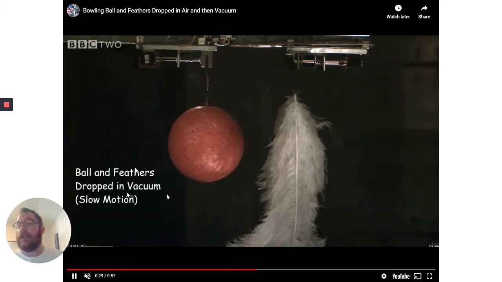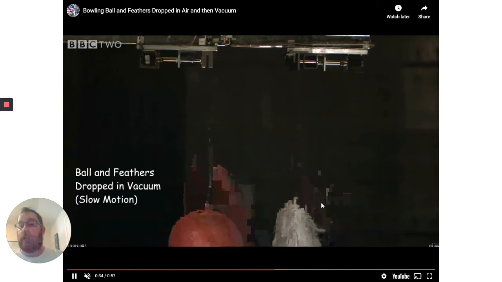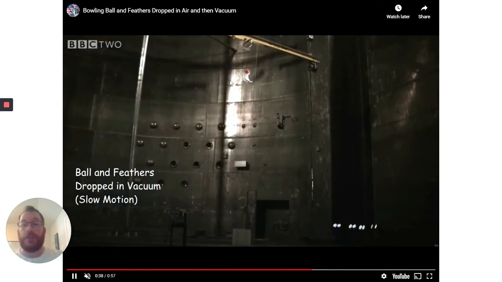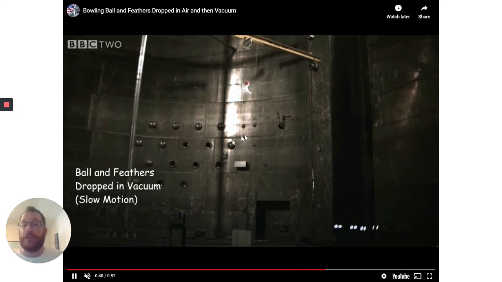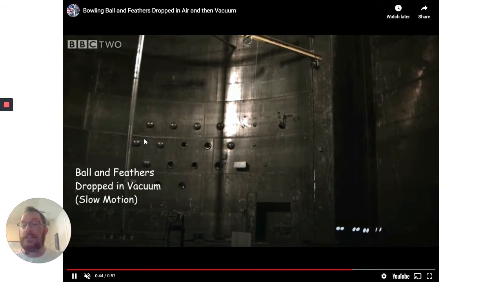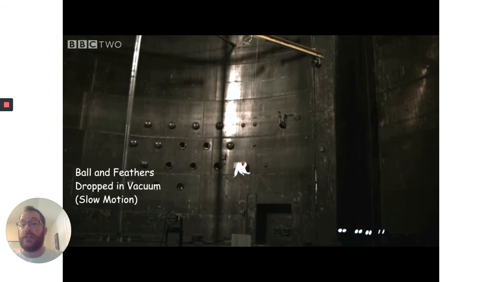But in the vacuum chamber, so this building is this huge vacuum chamber, they pulled out all the air and then they dropped it. So air resistance is not a thing. And you can see that these two objects, which are very unequal in weight, are actually dropping at the same rate. So what you should have seen is if you dropped unequal weighted things, they should hit the ground at the same time.